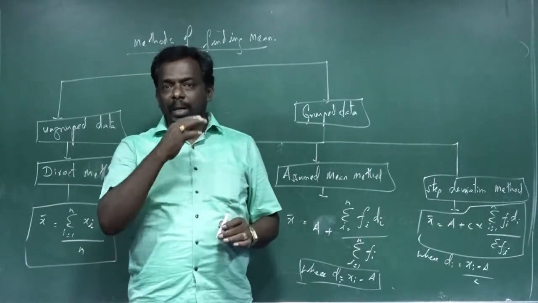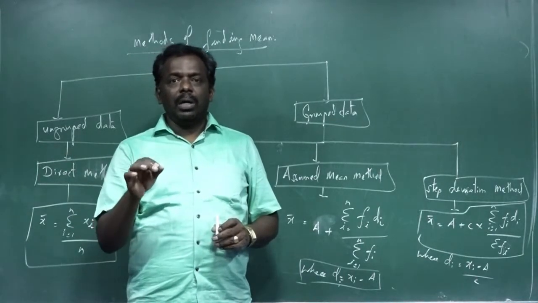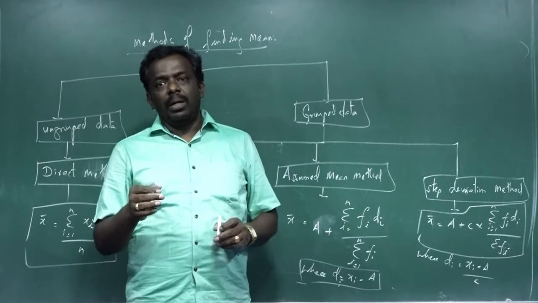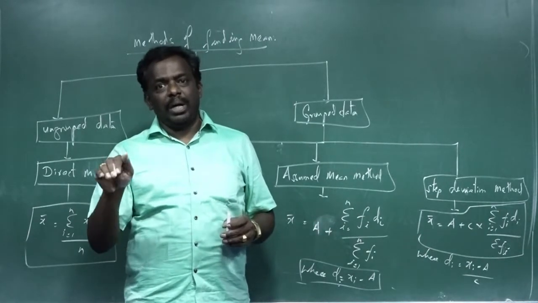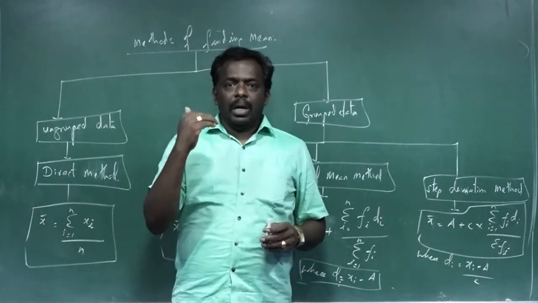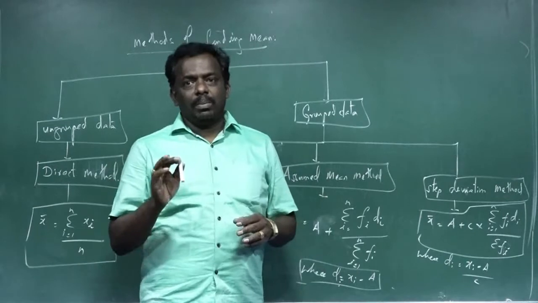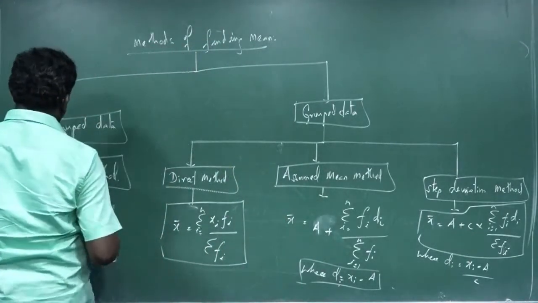Ungrouped data means raw data, where only one value is given, and using that ungrouped data we find the mean. The other is grouped data, where each x value has a corresponding frequency, the f value. That is called grouped data, and we use it to find the arithmetic mean. Now let us see the formulas one by one.